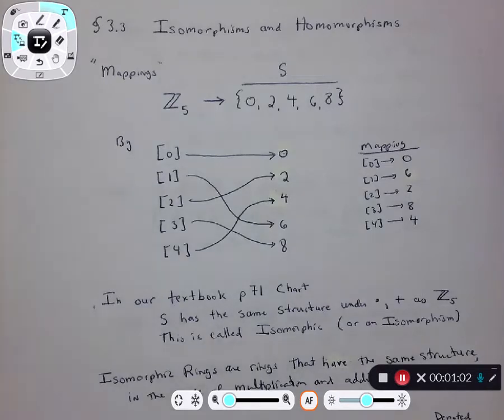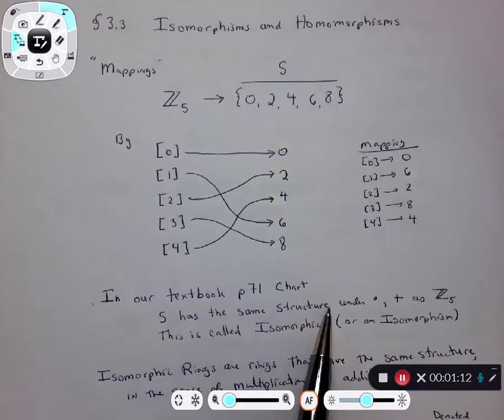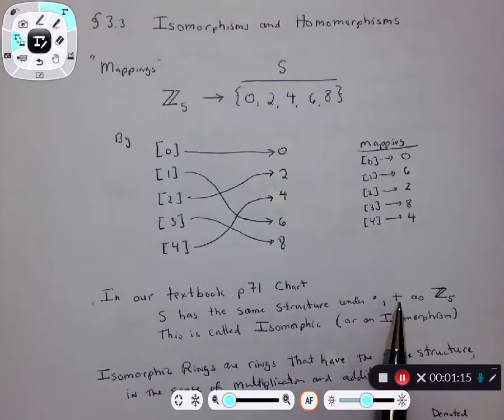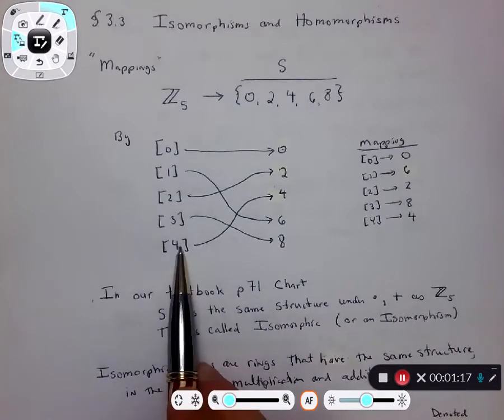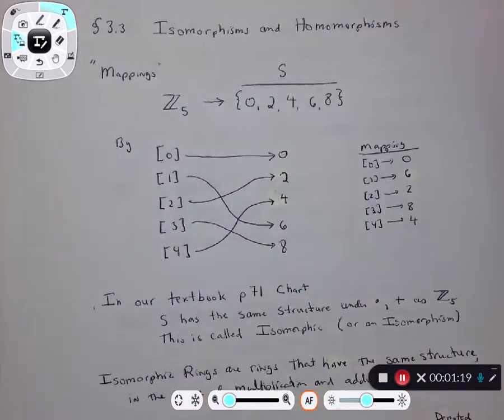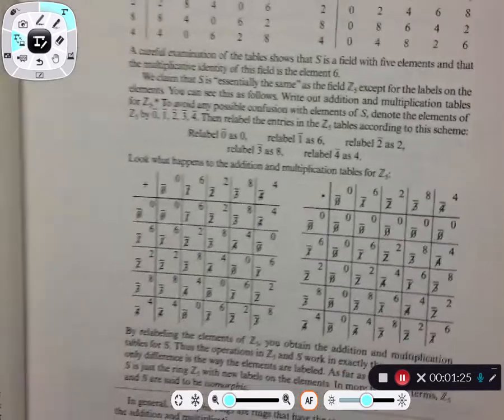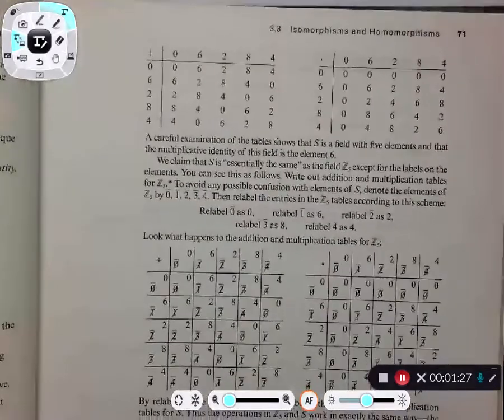Now, in our textbook on page 71, they created a chart, and we're going to be talking about S having the same structure under multiplication and addition as the Z5 set. So we created this mapping over, and we took the addition table and the multiplication table, and we just basically substituted. So here's our textbook right here, and this is what we're referring to here.